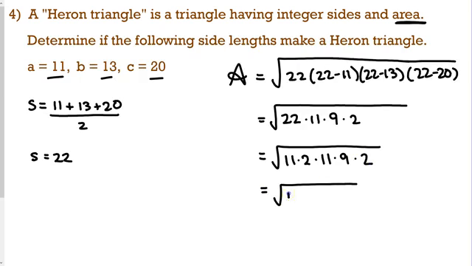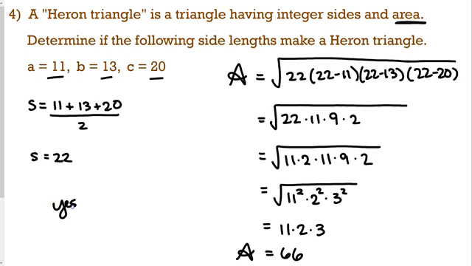So look what we have. Inside the square root, we have 11 squared, we have 2 squared, and we have 9, which is 3 squared. So when you take the square root of each of those, you get 11 times 2 times 3, so you get 66. And 66 is an integer, so we can conclude that we do have a heron triangle.